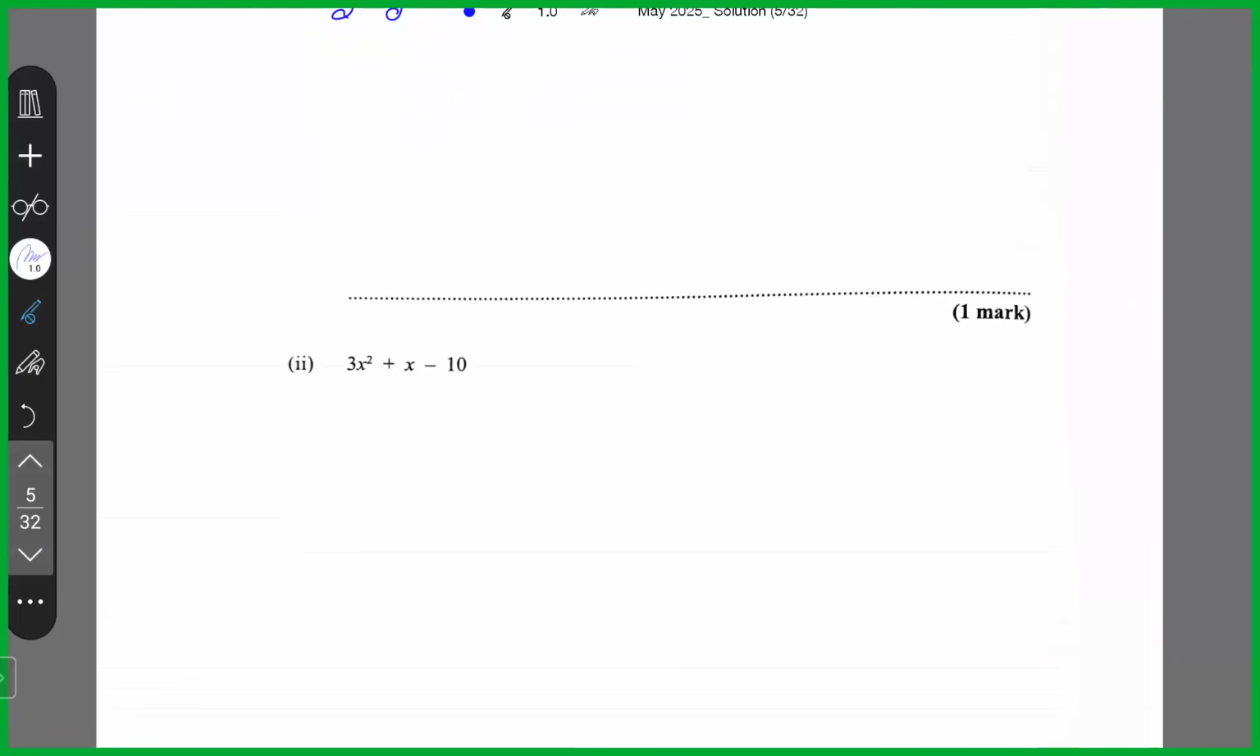Now, part ii is a quadratic expression, and I'm going to use the ABC method. The first thing I'm going to find is AC. This is 3 times minus 10, which is minus 30, and B is 1. Now, to factorize, I'm going to split the middle term and factorize by grouping.